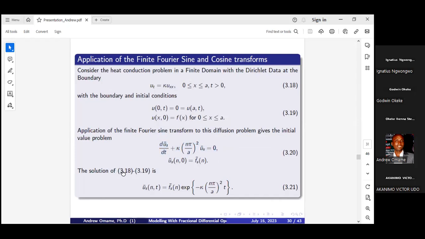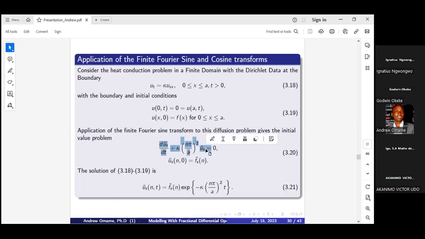And the solution of 3.18 to 3.20 is going to be given by this. So this is nothing but an ODE. So you can see what this transformation does is to transform your problem from partial differential equation into an ODE. And if you have an ODE, it transforms it into an algebraic expression which you can easily solve. So when you have a PDE, it transforms into an ODE, which you can easily solve. So you can have the expression given by 3.21.